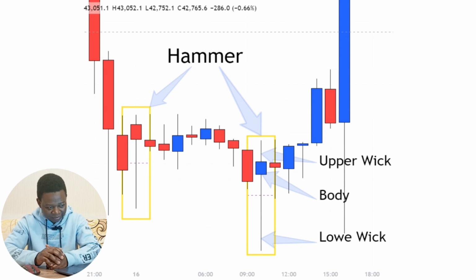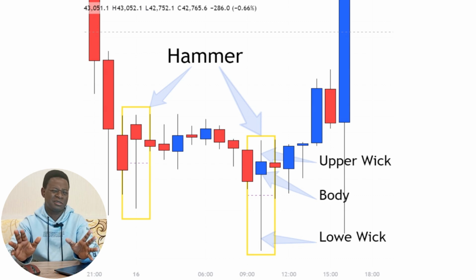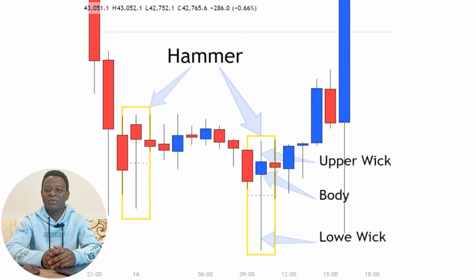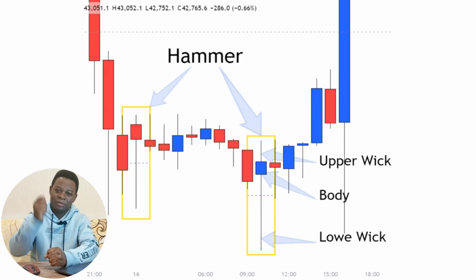The next one is a hammer. Guys, what is a hammer used for? Let's just put it in simple terms. A hammer is used to nail something, literally. If somebody says, I'm going to hammer you, don't joke with him. He's going to nail your head. You understand? So a hammer is used to nail something down.